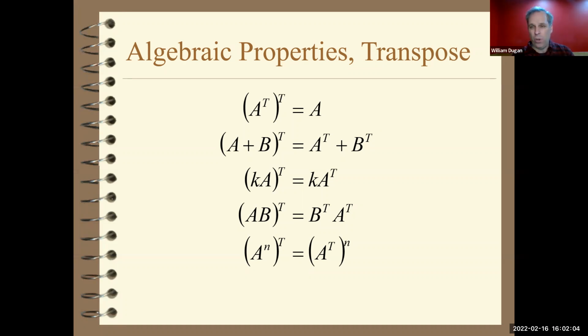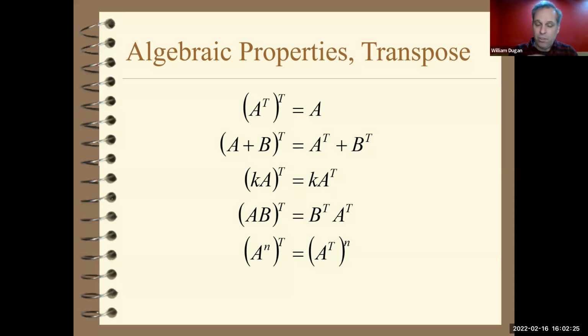So I want to focus just on how to use them quickly. Many of these are very self-evident. If you take A transpose and transpose, you have to get the original matrix back, because transpose means to flip it around the main diagonal. So transpose means to flip it and then flip it. You get right back to where you were, of course.